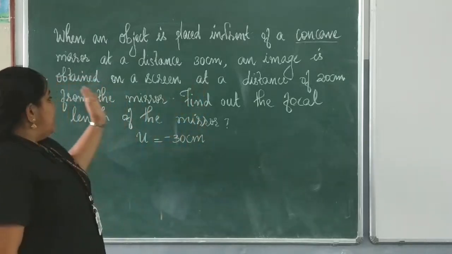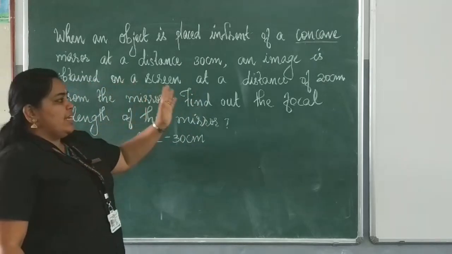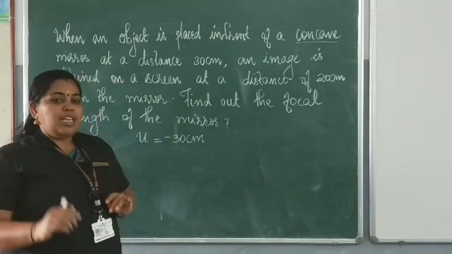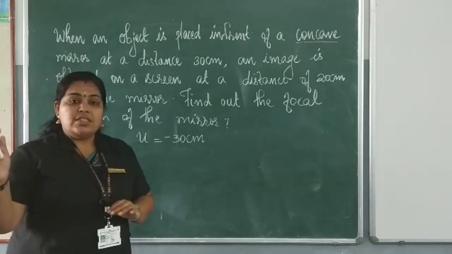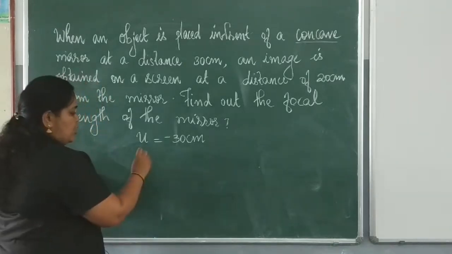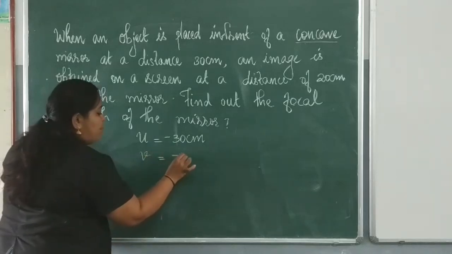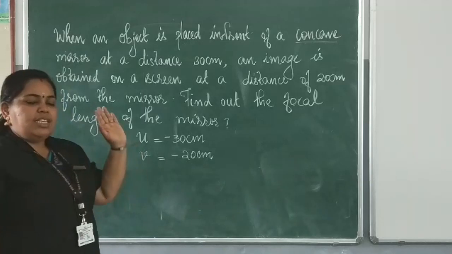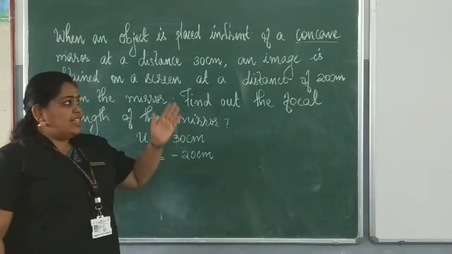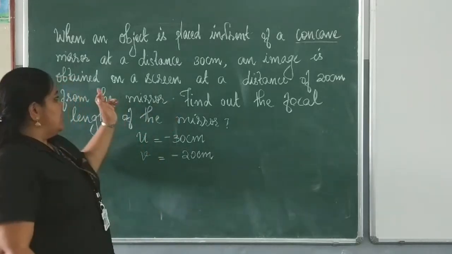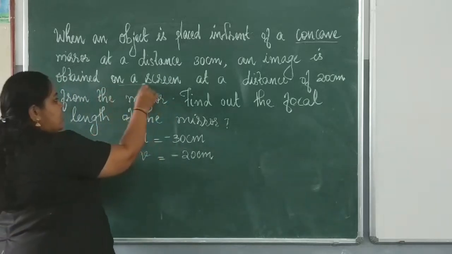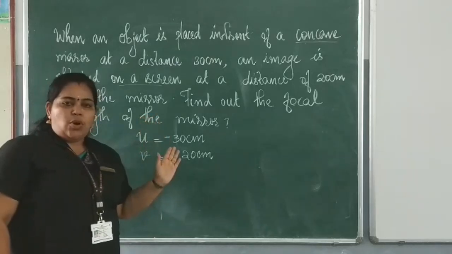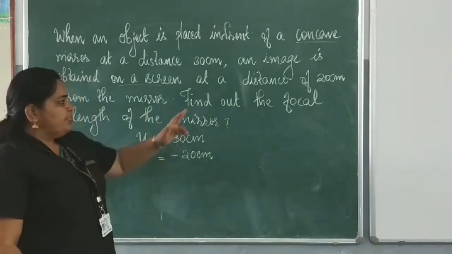Then, an image is obtained on a screen at a distance of 20 centimeter. So where is this image formed? Image is formed at a distance of 20 centimeter. So V is equal to minus 20 centimeter. Is it clear? Because the image is formed on the left hand side. It's a real image. That is why we are seeing it on a screen. So a real image will be formed on the left hand side itself.